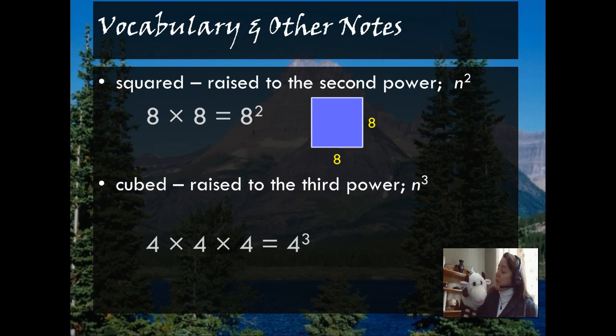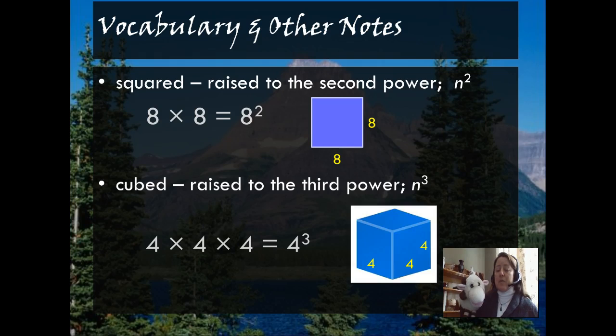When we have a number raised to the third power, we call it cubed. 4 times 4 times 4 is 4 cubed. This comes from finding the volume of a cube. To find the volume of a cube, we take the length times the width times the height. And of course, all sides are the same length, so that would be the number times the number again, or the length of one side cubed.